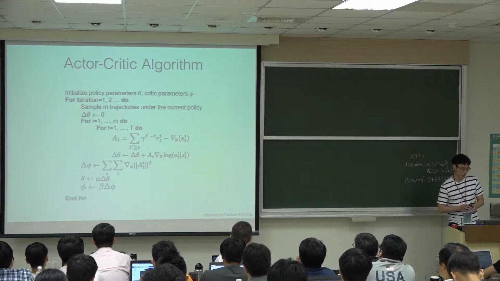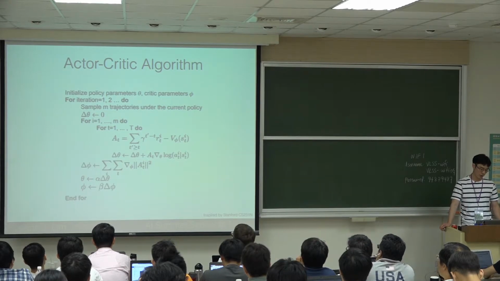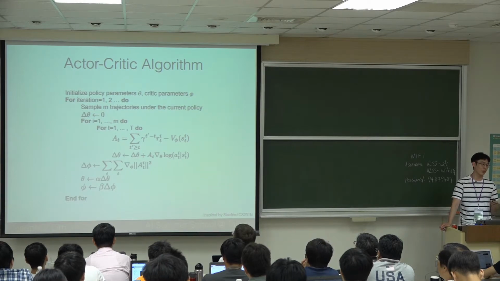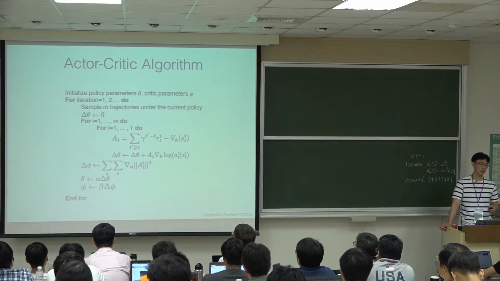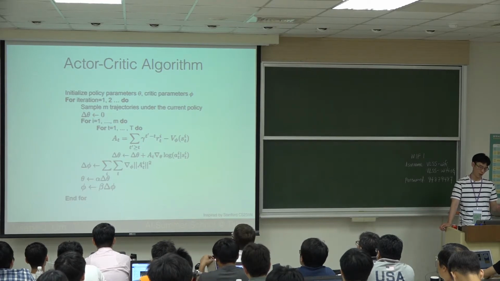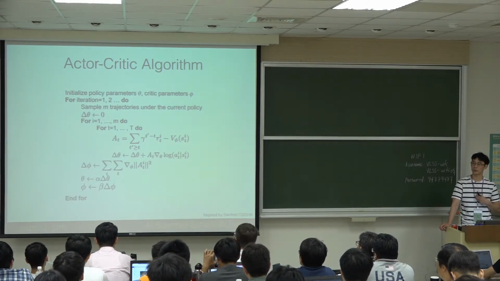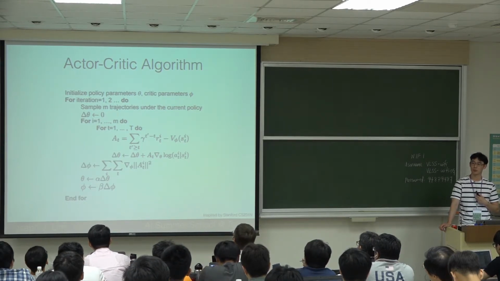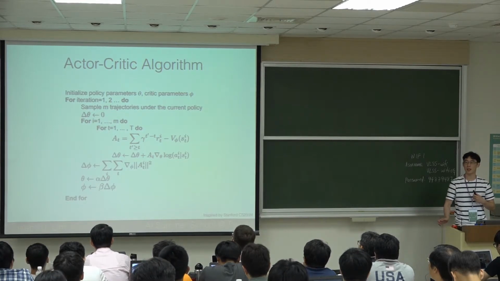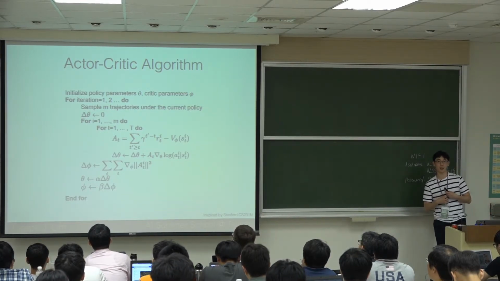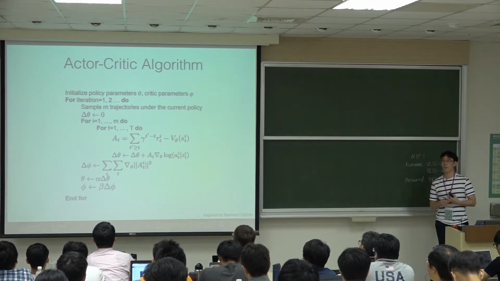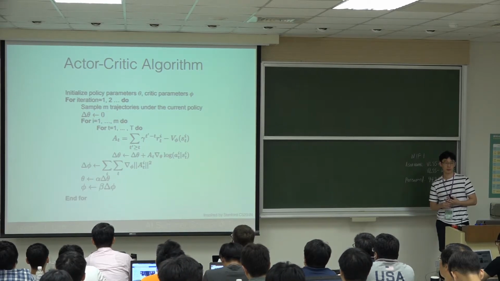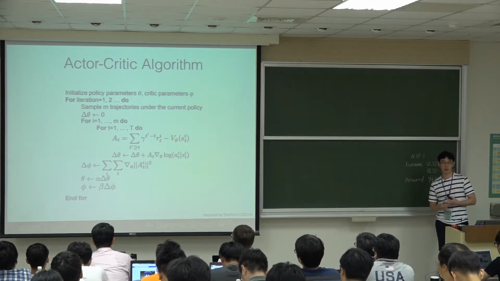And the algorithm is simple too. You initialize parameters, you compute this advantage function by sampling, you update the gradient, and you repeat. Then you update Q, and you repeat again. And this, again, is one of the most standard approaches now, combining two different worlds.